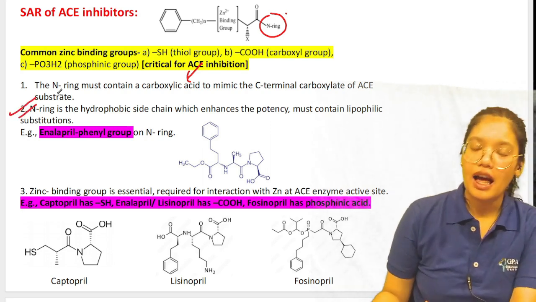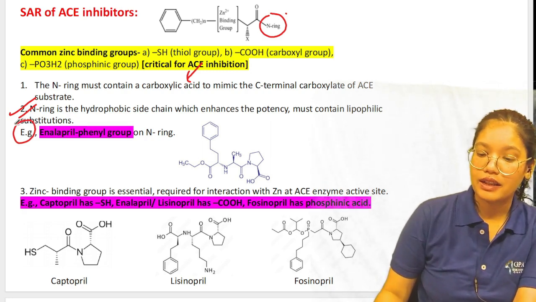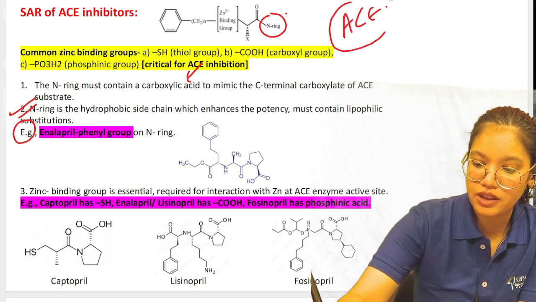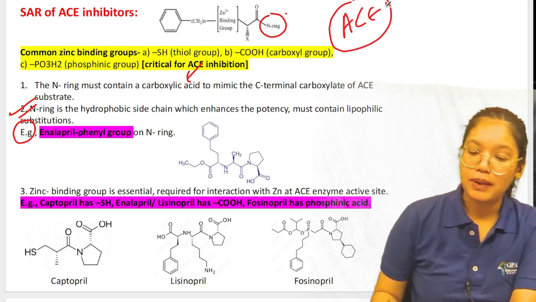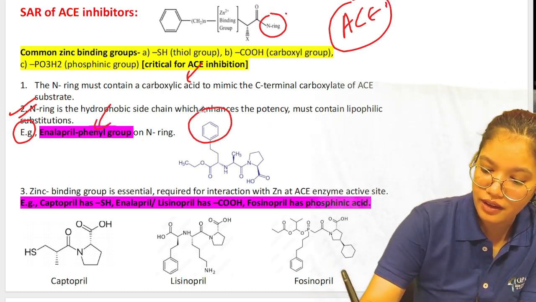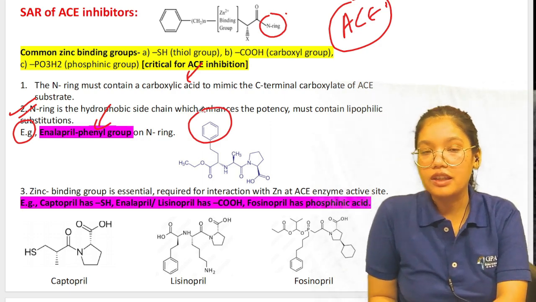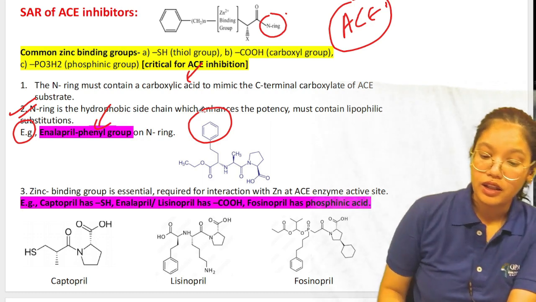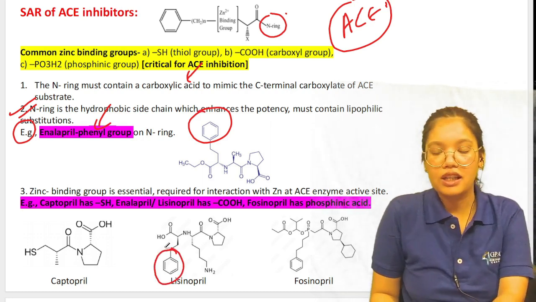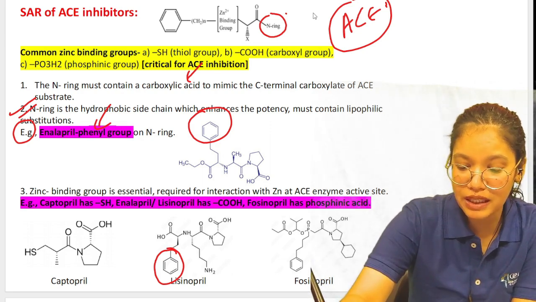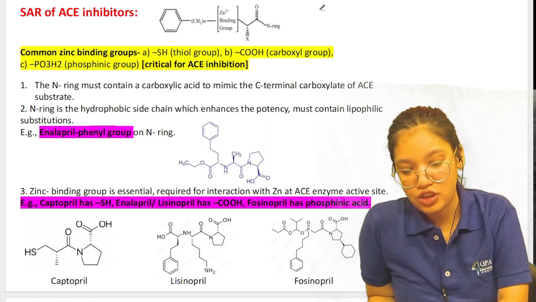If we take the example of enalapril, an ACE inhibitor, it has a phenyl ring in the place of the N ring, like here. In the place of the N ring we have the phenyl ring, and this phenyl ring is hydrophobic in nature. Now next we can take the example of lisinopril also. Lisinopril also has a phenyl ring in the place of this N ring. So this ring is hydrophobic in nature, so it is important.